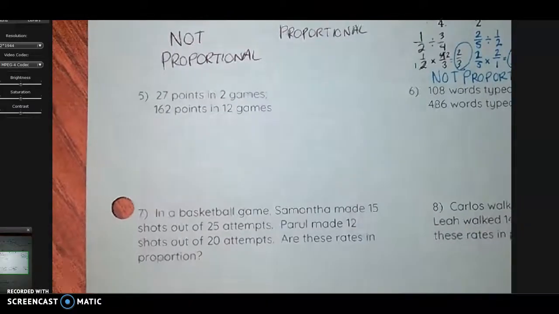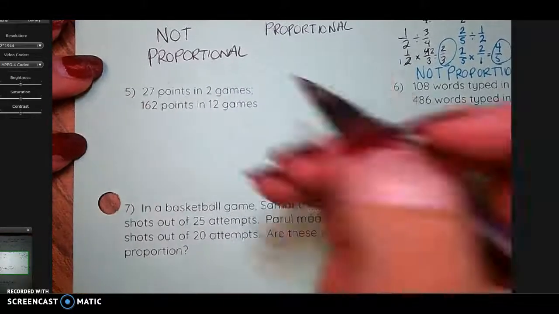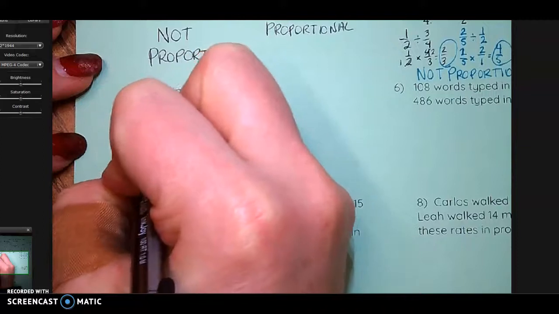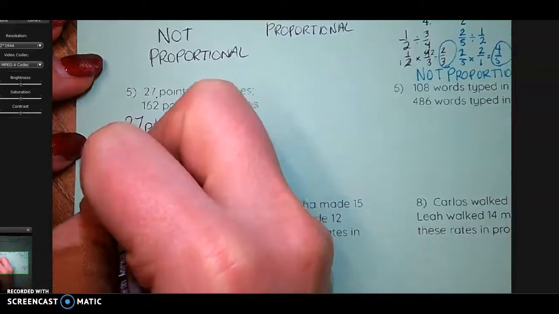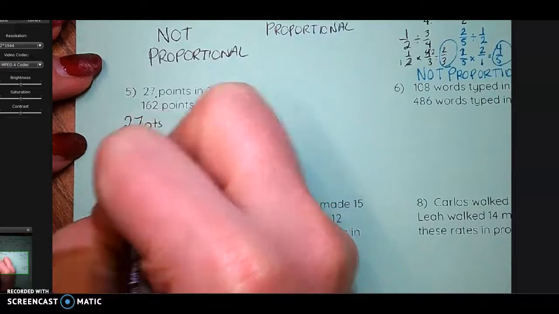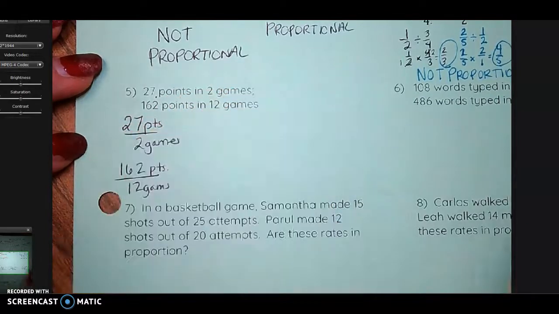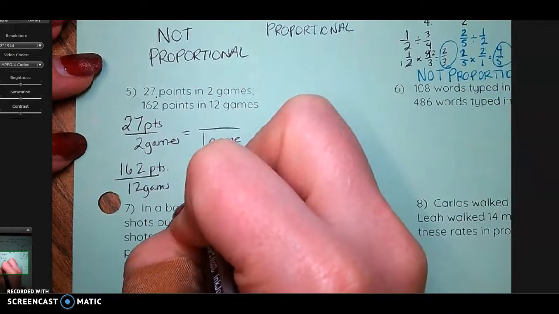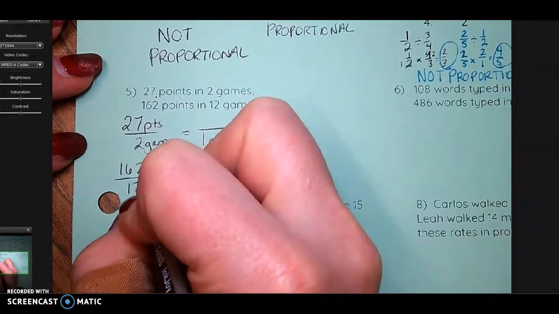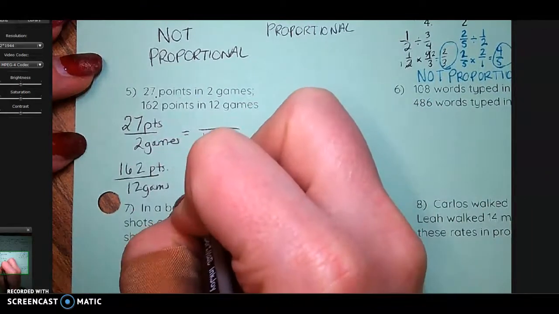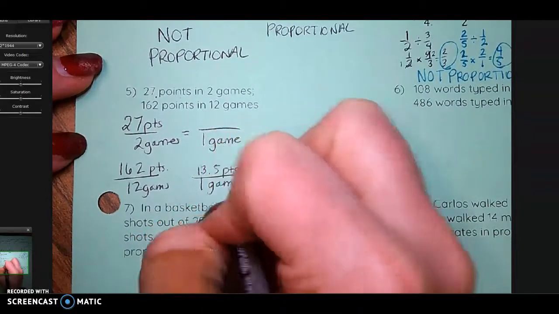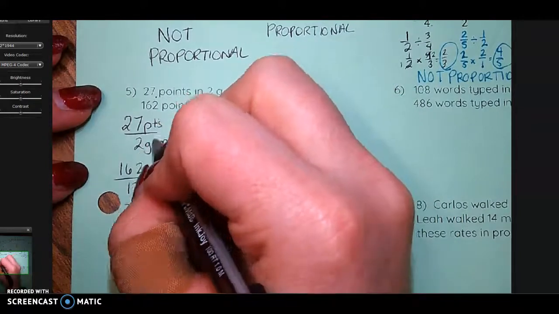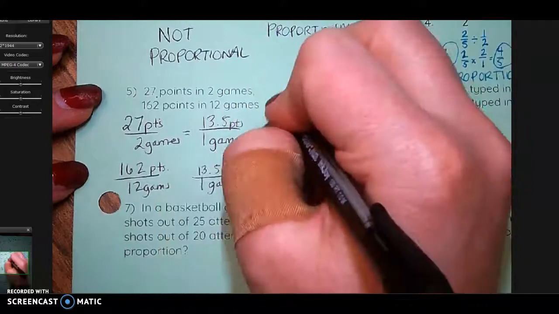So we're going to look at some word problems with this, and I'm going to show you how to solve them both ways. So 27 points. If I score 27 points in 2 games, or I score 162 points in 12 games, I'm going to find for one game, in other words, how much am I scoring per game? What's my average? So 162 divided by 12. I'm scoring 13.5 points per game. And when I do this one, 27 divided by 2 is also 13.5 points per game.